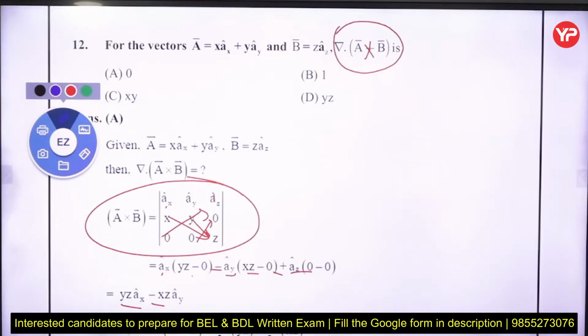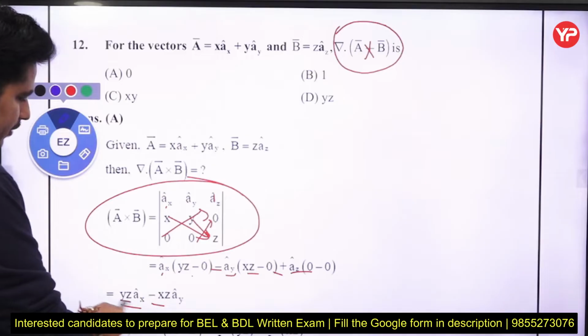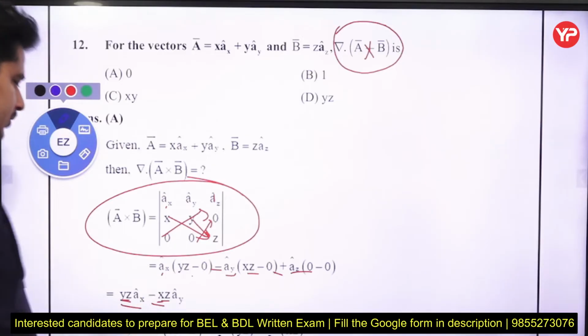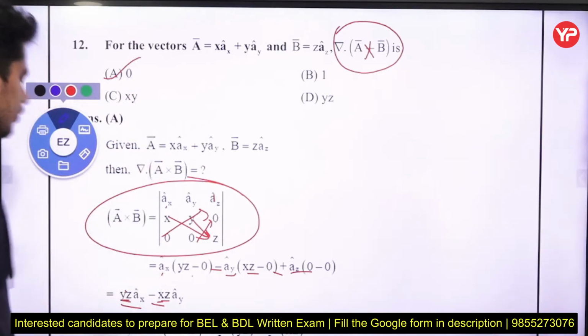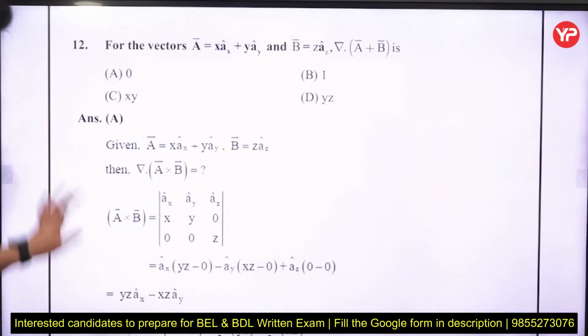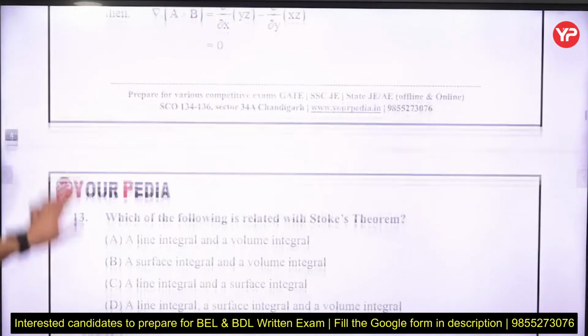If you take the divergence of the cross product of two vectors, you take the derivative with respect to X and the derivative with respect to Y. Both are going to be 0 because there is no X term and no Y term in the second term. Next question.